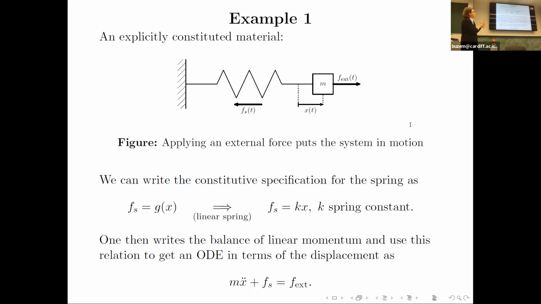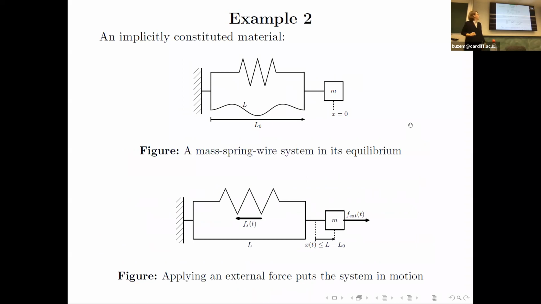If this is the case, then my constitutive relation will be like this. I can write the force in terms of the kinematics, as in this case. If it's a linear spring, for example, I can even go further and write F sub s is k times x, where k is a spring constant. And this is the constitutive relation describing my model. Then I use the balance of linear momentum together with this relation to get an ODE, and then I want to solve it. Okay, so this is the basic explicit modeling.